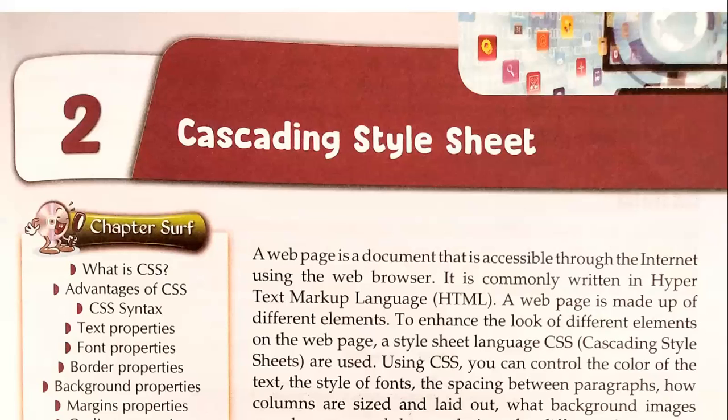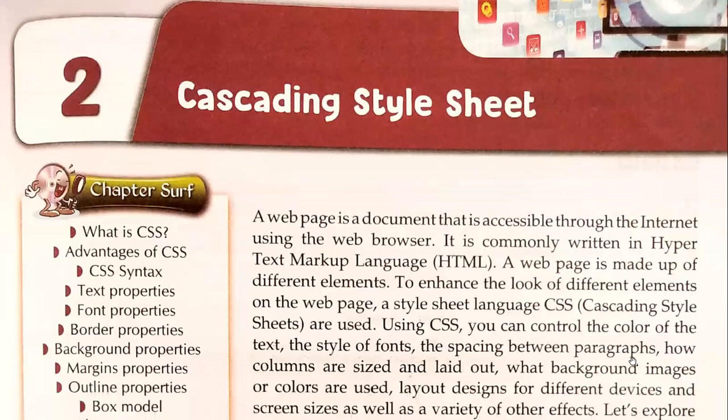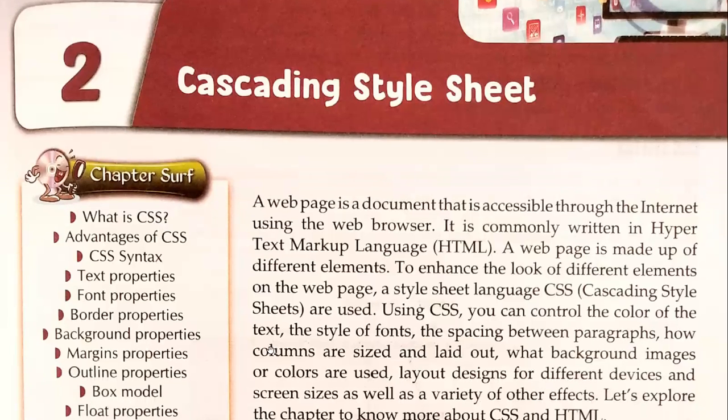Whenever we want to create any kind of web page, we use the HTML language. And if you want to enhance the look of your HTML web page elements, then we use the style sheet language known as CSS. Using CSS, we can control the color of the text, the style of fonts, the spacing between paragraphs, how columns are sized and laid out, what background images or colors are used, layout designs for different devices and screen sizes, as well as a variety of other effects.